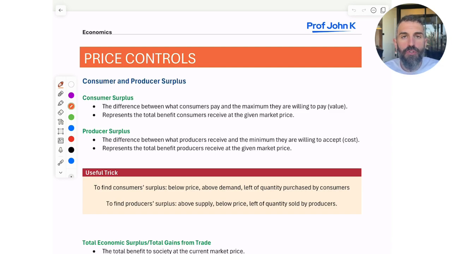For every consumer that is purchasing goods at the equilibrium price, or at whatever price they're paying, there's a difference between the price they pay and the maximum they would have been willing to pay. We often refer to that as the value, right? The value that a consumer places on a good is the maximum that they're willing to pay for that good. And you need to start thinking of your demand line as representing value, right?